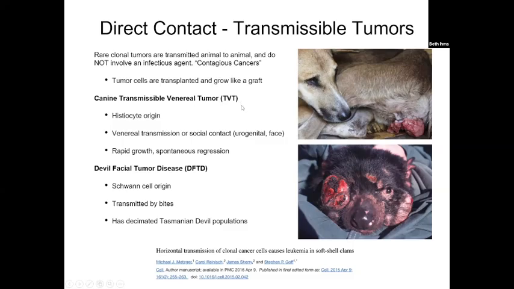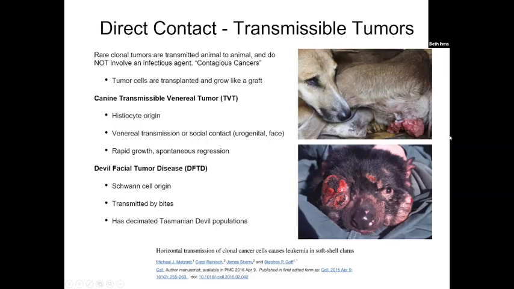So yeah, this is an uncommon tumor of dogs in this country. It's of macrophage origin, and it spreads by social contact or through breeding. So tumors will be urogenital or on the face from sniffing. They can be in the mouth. They grow pretty rapidly, but they spontaneously regress, which is pretty cool.